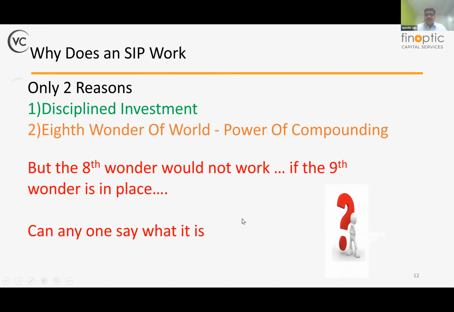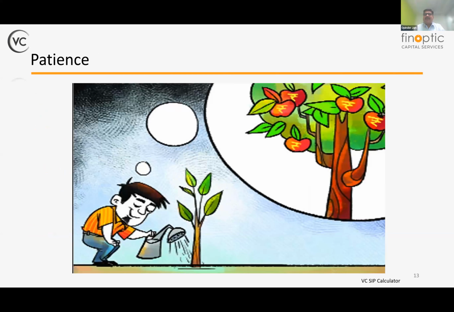The most important point, why an SIP works, the most important factor, is that the client needs to have patience. Power of compounding works if the client has patience. Because अगर उसको पेशेंस नहीं रहेगा, मार्केट ऊपर नीचे जाएगा, वो पैसा निकाल देगा, तो he or she will never attain what the goal is.